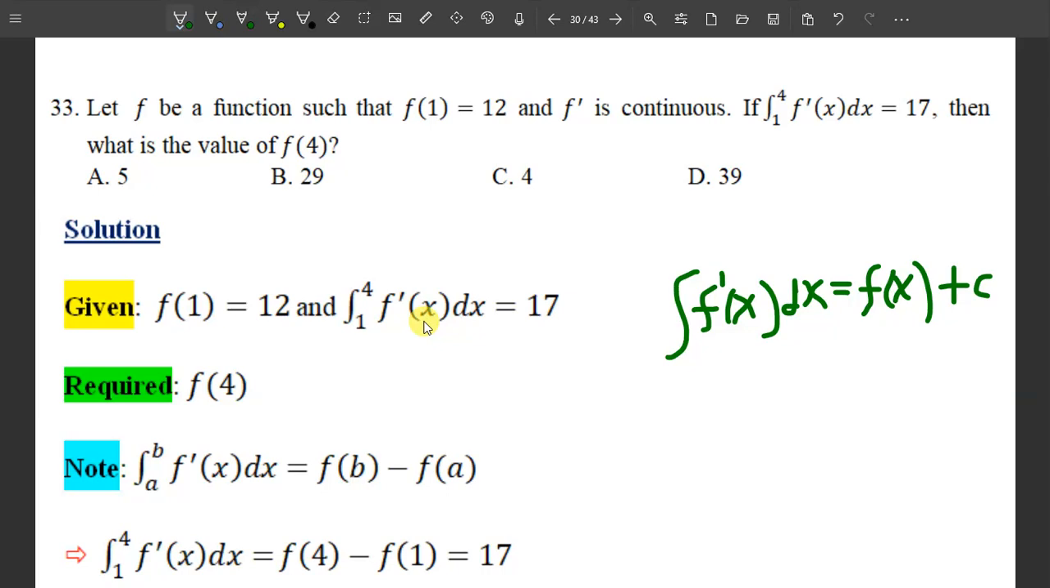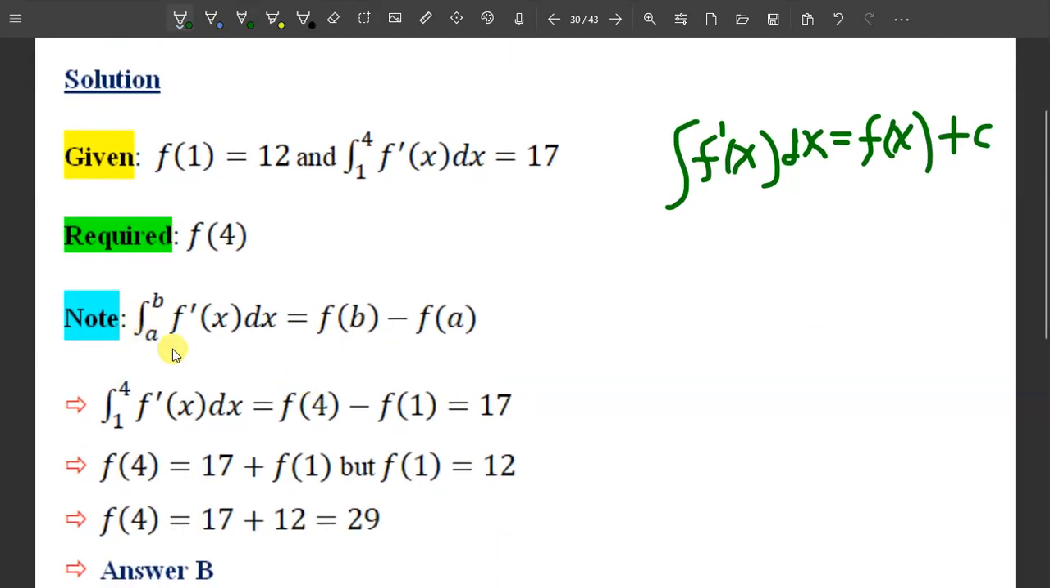And therefore, here the integral, not this one, the integral from a up to b of f prime of x dx is always equal to f of b minus f of a. That is the rule. Now what are the givens? f of 1 is equal to 12 is given, and also the integral from 1 up to 4 of f prime of x dx is equal to 17 is given. What is required? f of 4 is required.